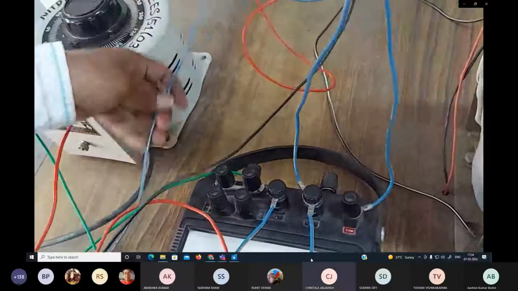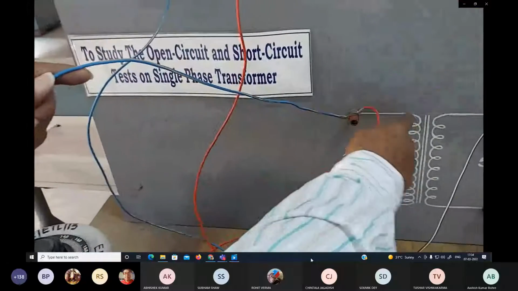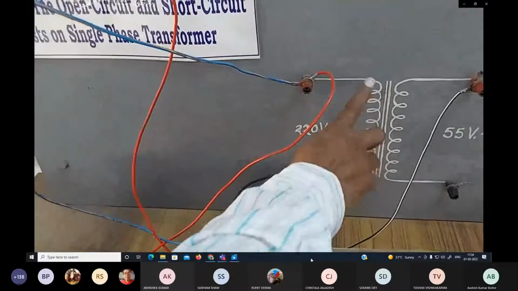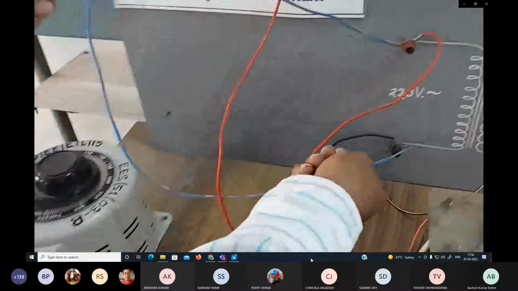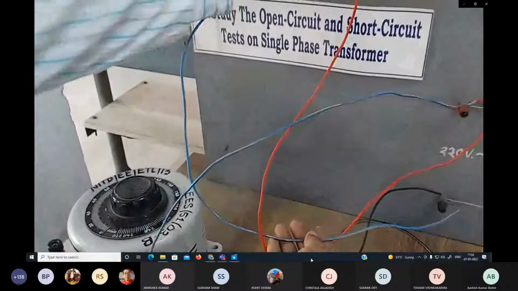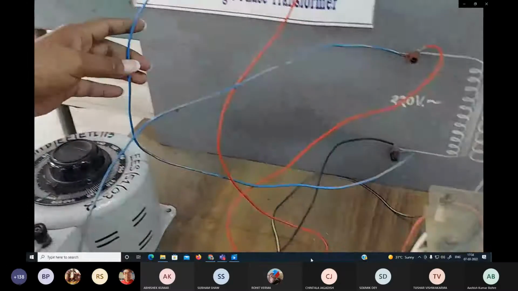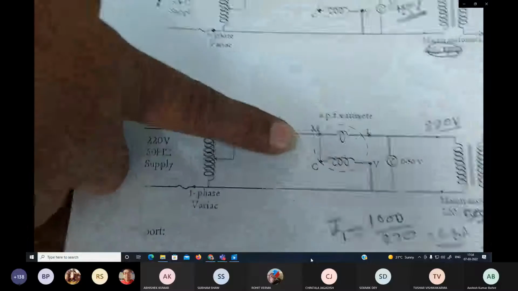L will be going to the primary winding, or the 220 volt side winding, and that end point will be going back to the voltmeter point. So that is displayed here in the circuit diagram.